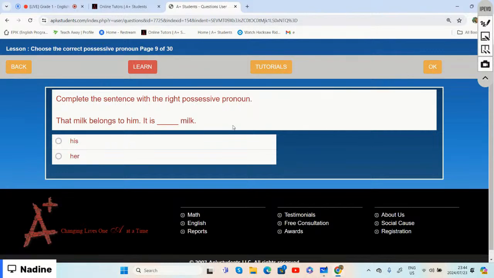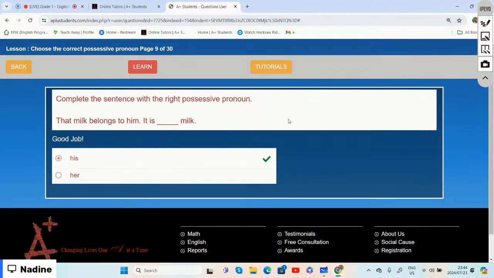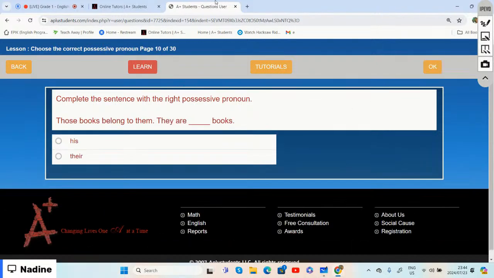And if we were to choose the correct possessive pronoun, then we would say that milk belongs to him. And if that milk belongs to him, then we can say it is his milk, right? And let's do the last one.